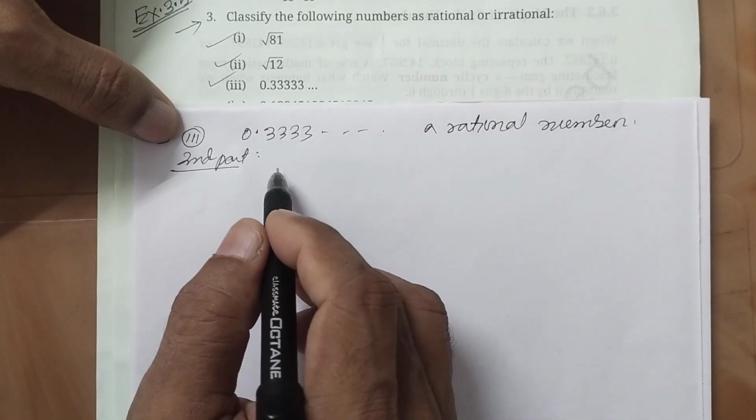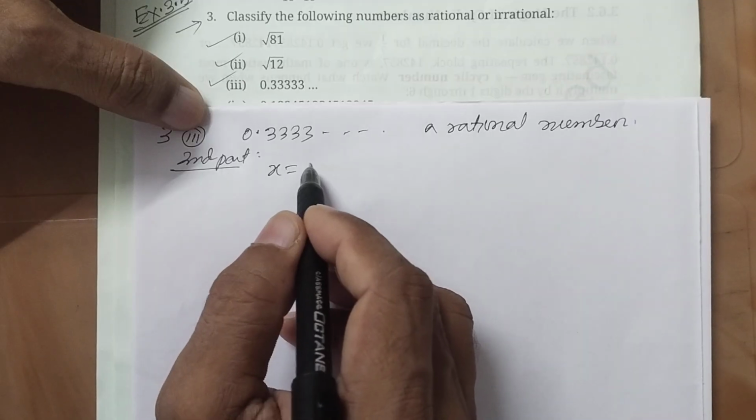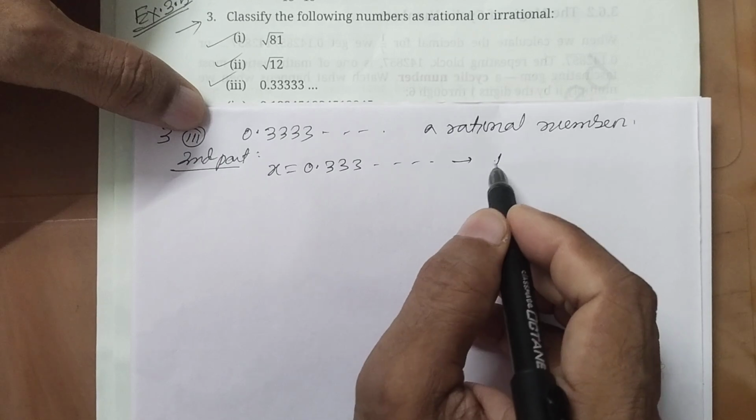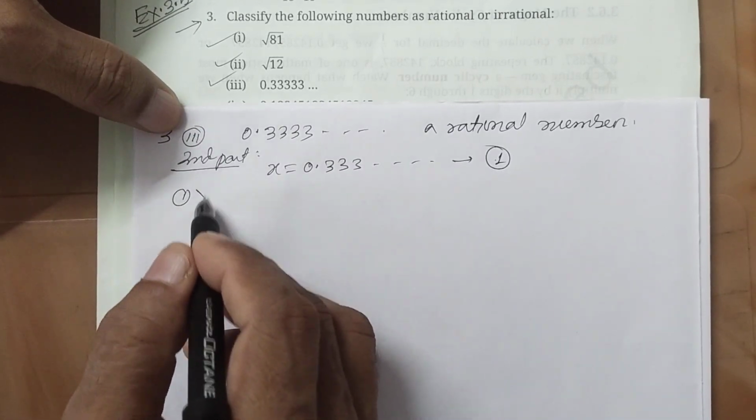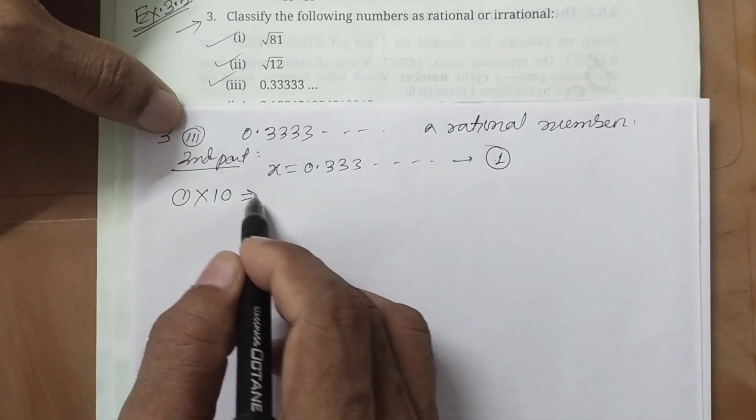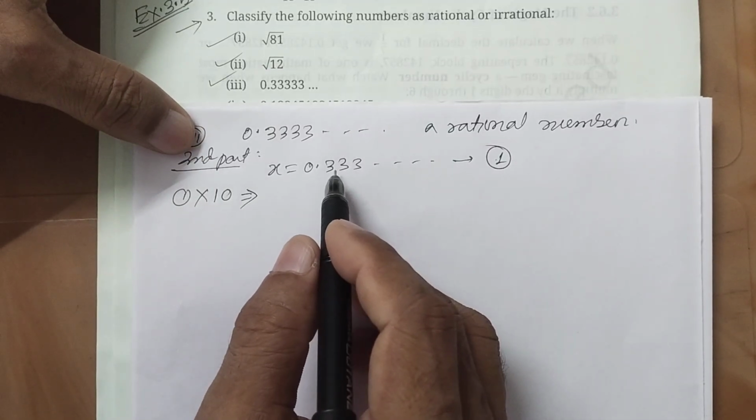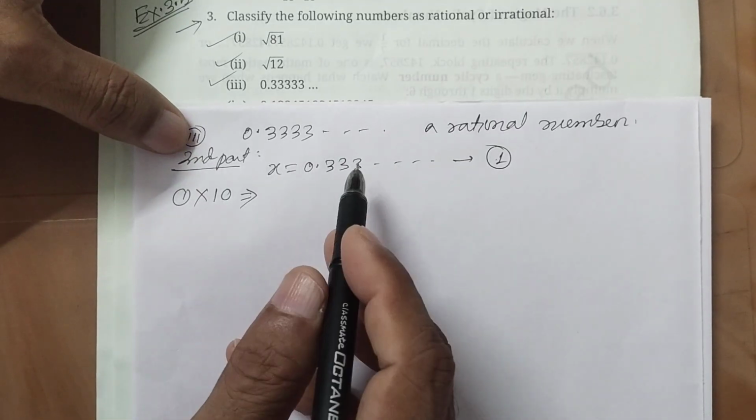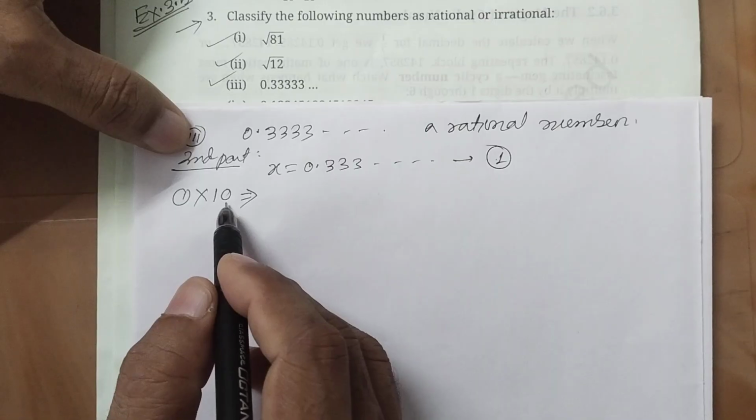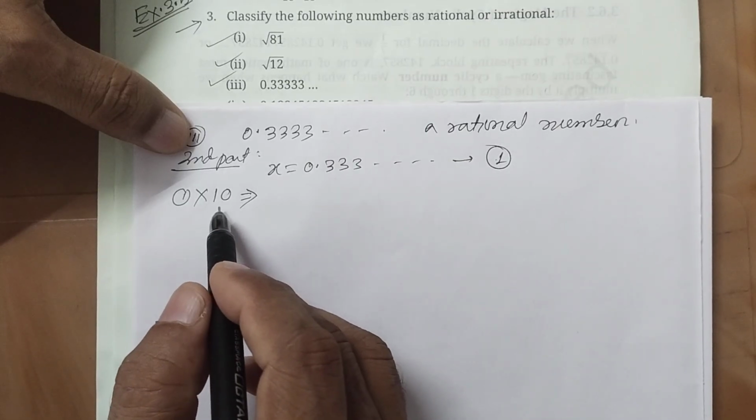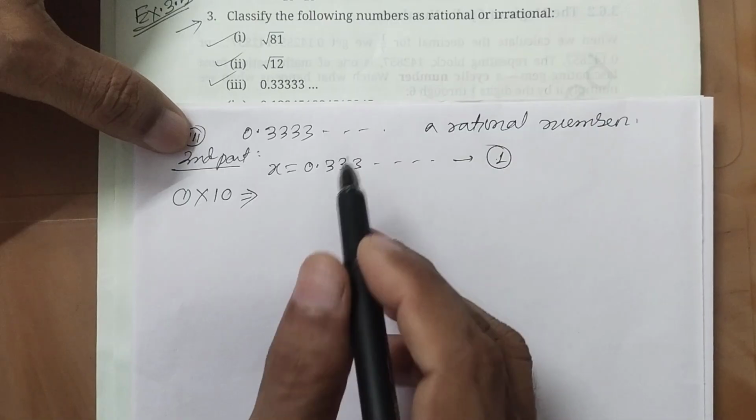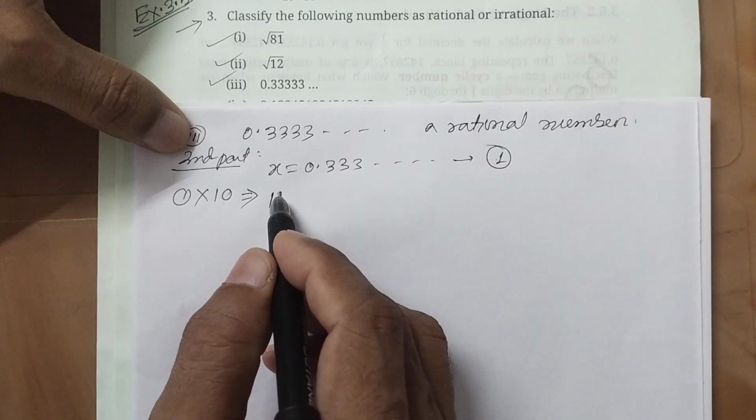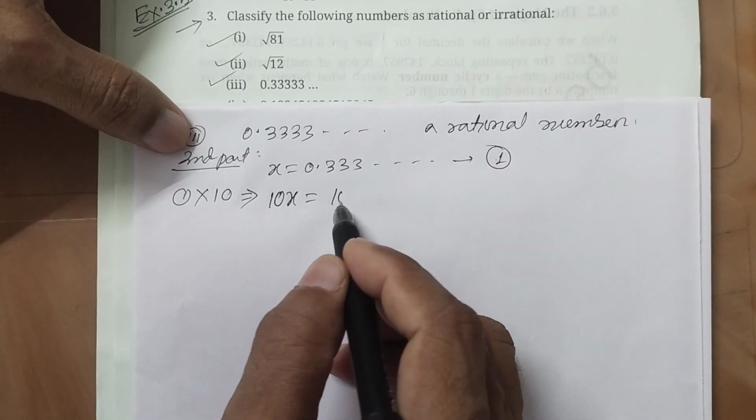The given number, you can take it as x equals 0.333, and you mark it equation number 1. And multiply equation 1 by 10. Why multiply by 10? Because one digit is repeating. In the repeating block, as we call it, if one digit is repeating, multiply by 10; if two digits are in the block, we multiply by 100. The number of zeros is exactly equal to the number of digits in the repeating block. So here only one digit is repeating, so multiply by 10 on both sides.